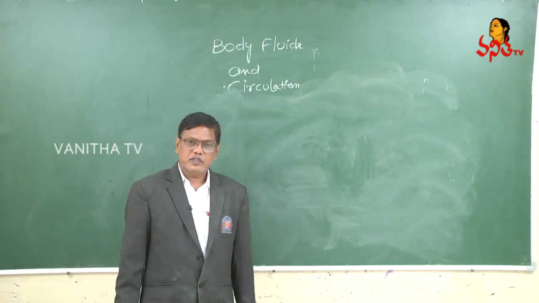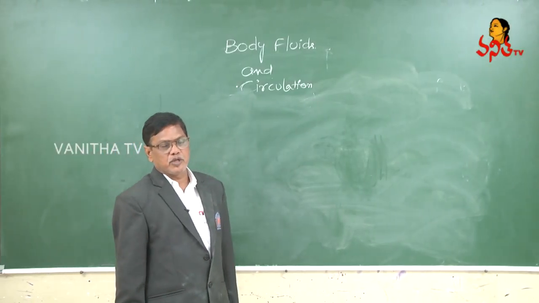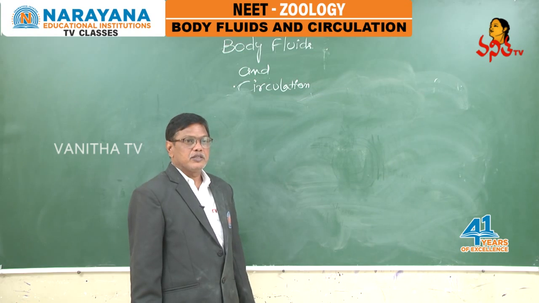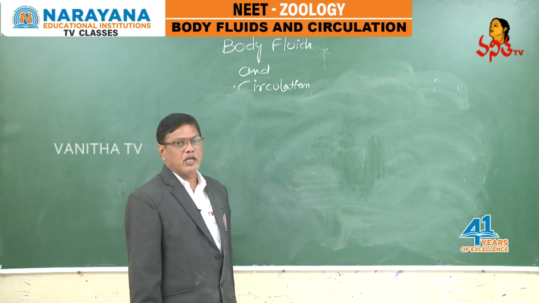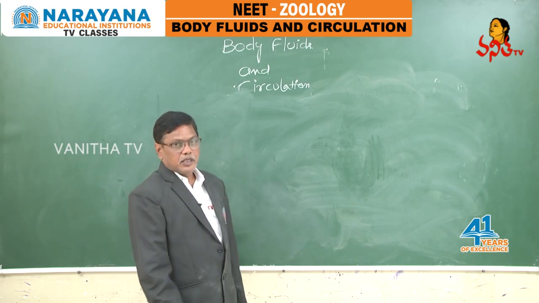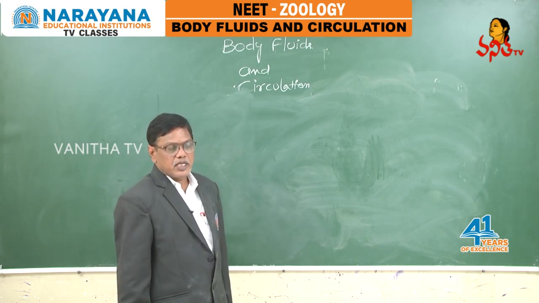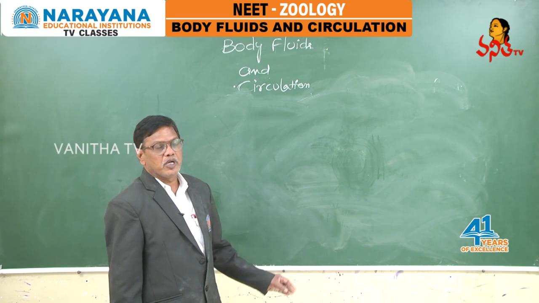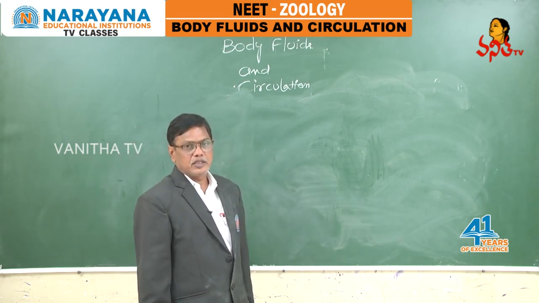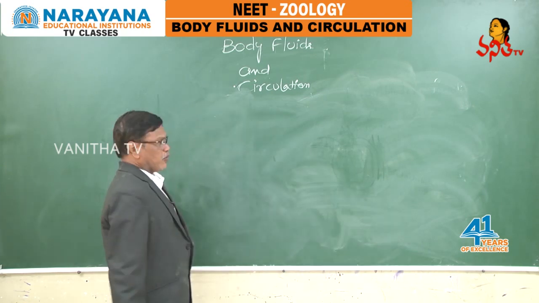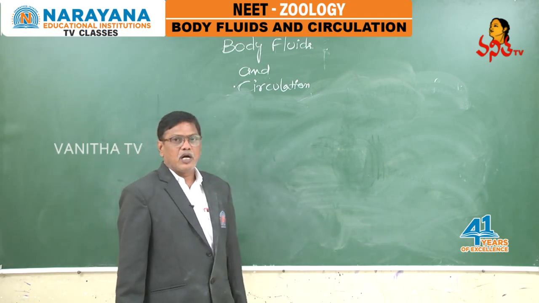Hi students, in the previous class we discussed the different circulations: pulmonary, systemic, coronary and portal circulations. In this class we are going to discuss the human circulatory system, structure of heart, functioning of heart, and ECG. First we will start with the heart.